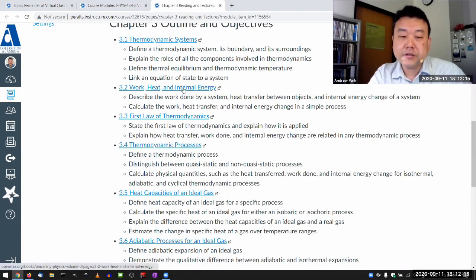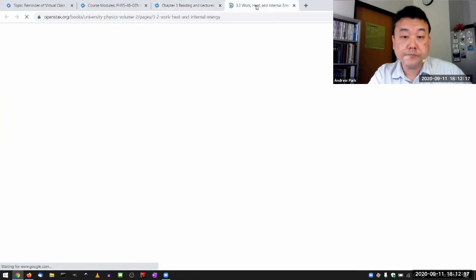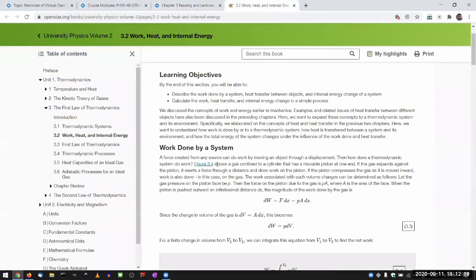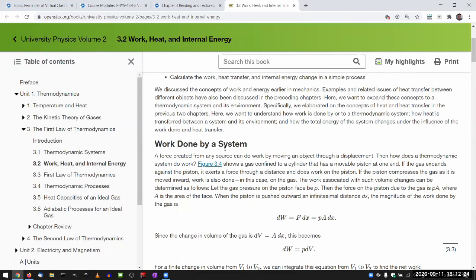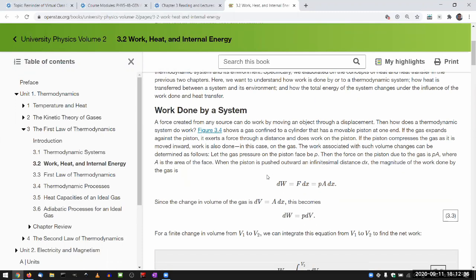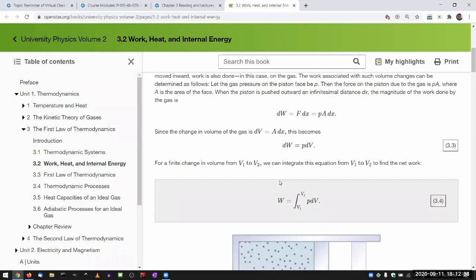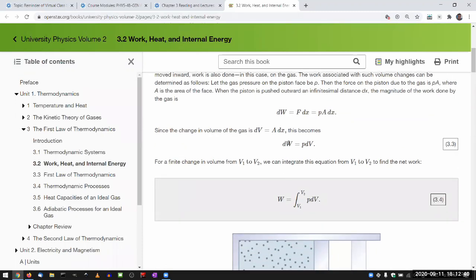So when you start to see the description of work done by a system, and we use the word system, almost always in this lower division physics class, whenever we are talking about a system, we are actually talking about a system of gas, ideal gas. So we describe work done by a system in terms of the pressure of the gas and the change in the volume of the gas.